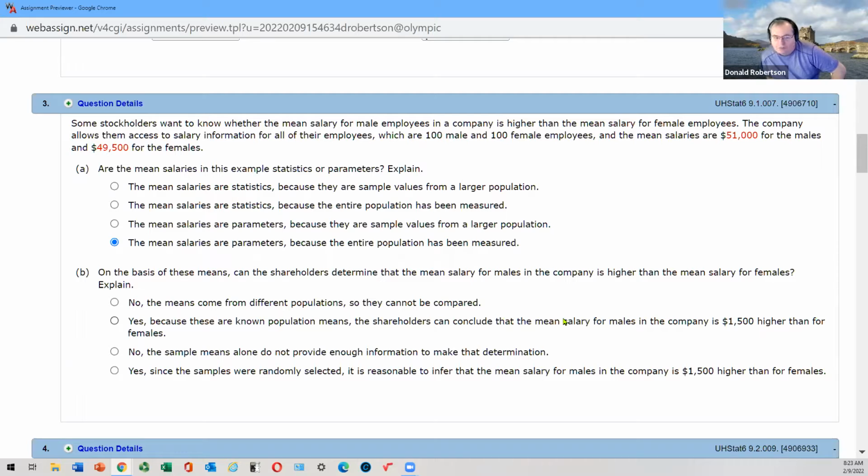Now, you might think, well, that sounds reasonable. Right? Why are men getting paid more than women? Well, if all things were equal, shouldn't they get paid about the same?